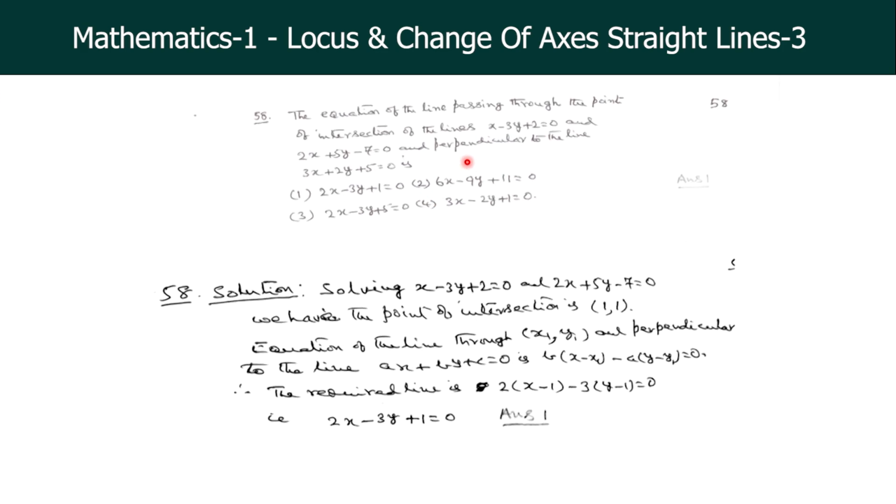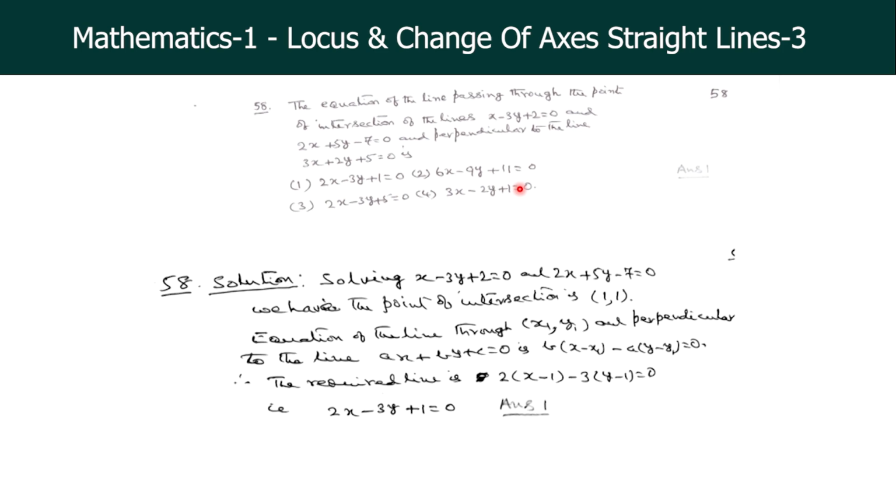Next, 58. The equation of the line passing through the point of intersection of the lines x minus 3y plus 2 equal to 0 and 2x plus 5y minus 7 equal to 0 and perpendicular to the line 3x plus 2y plus 5 equal to 0 is: 1, 2x minus 3y plus 1 equal to 0; 2, 6x minus 9y plus 11 equal to 0; 3, 2x minus 3y plus 6 equal to 0; 4, 3x minus 2y plus 1 equal to 0.